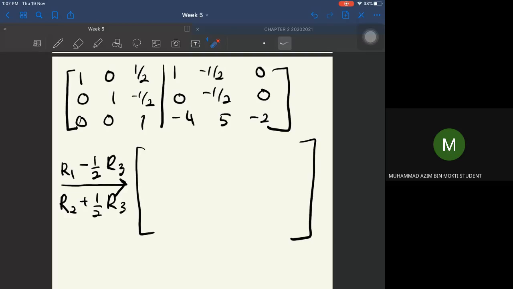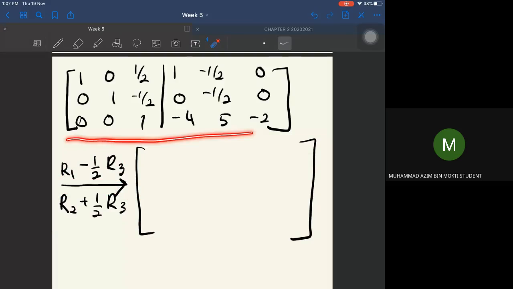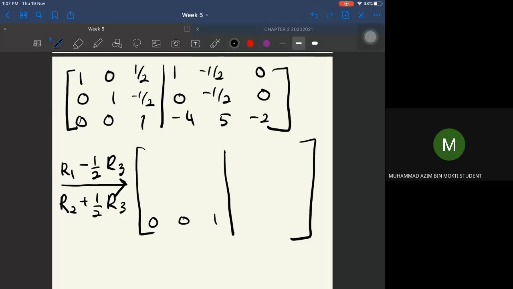So kalau you buat ni, you buat 2 operation. Maksudnya bila kita ada 2 operation kat sini, row 1 akan berubah, row 2 akan berubah. So row 3, you copy balik dia masuk. Ni maksud saya tadi combine operation. So row yang ketiga, kita je salin balik. So you akan dapat negatif 4, 5, negatif 2.